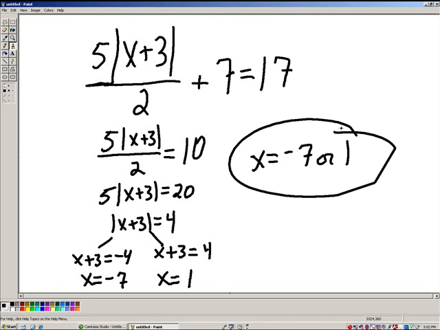And we can check it by putting those numbers back into the equation. If x was negative 7, we'd have negative 7 plus 3 is negative 4. Absolute value of negative 4 is positive 4. 4 times 5 is 20. 20 divided by 2 is 10. 10 plus 7 is 17. If we used 1, 1 plus 3 is 4. Absolute value of 4 is 4. Times 5 is 20. Divided by 2 is 10. Plus 7 is 17. They both work.